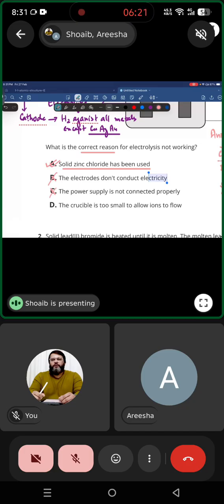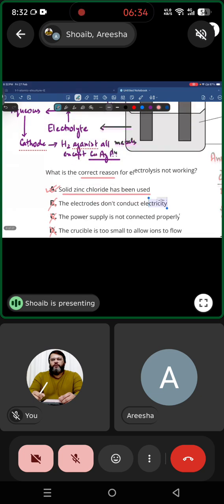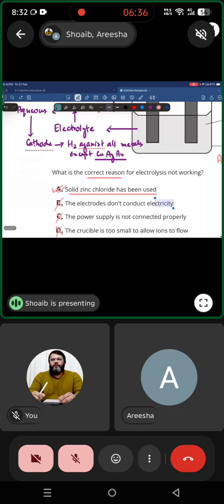The crucible is too small to allow the flow of full flow ions. This one is also not a big deal. So the correct thing here is the solid. In the solid state, ions are not free to move.